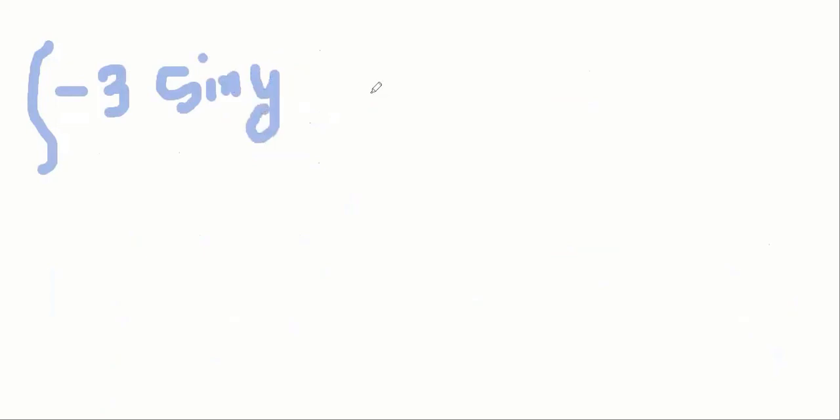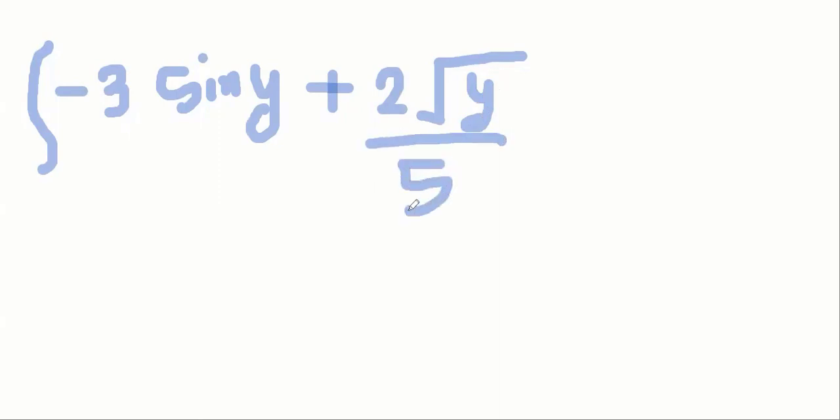-3 sin y plus 2 root y by root 5 dy. How are you going to do it? If it were dy, if something else like dx or dz were here, then you could not. Then how would you do it? They all become constants. It is more easy.